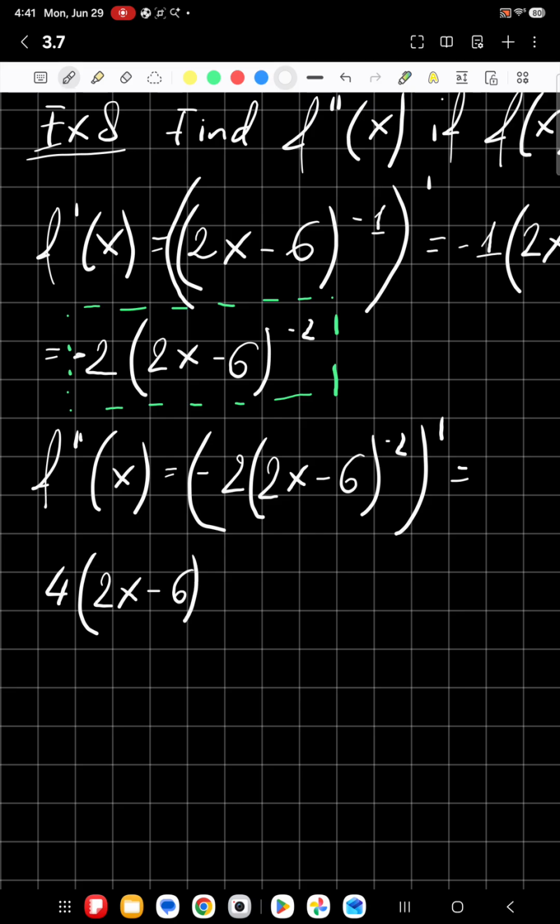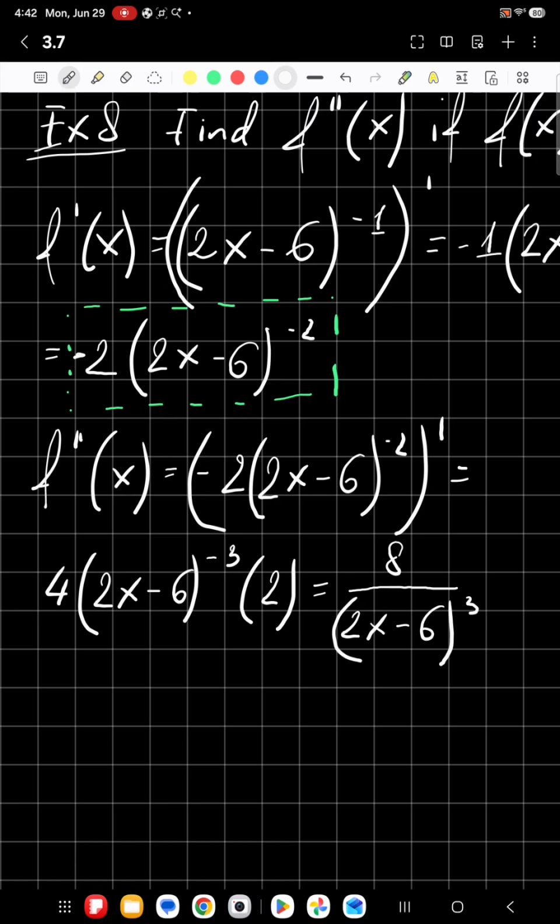Now the outside, the exponent. The exponent will be -3 because I'm subtracting 1. And then times the derivative of the inside, so times 2. Okay, so the final answer will be 8 on the top. Now we'll have (2x minus 6), and that's the third power. Okay, so that's my final answer.